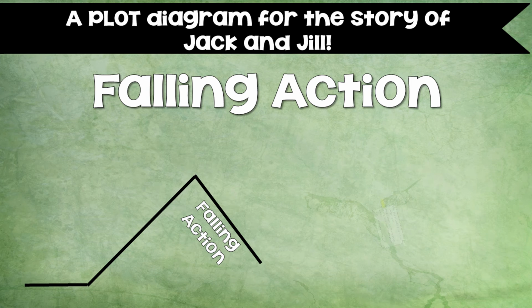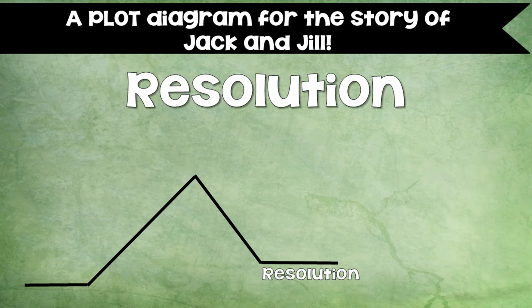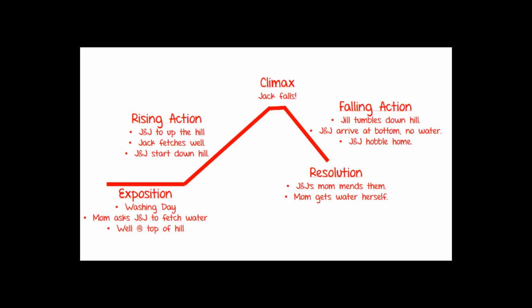And the falling action. Jill comes tumbling down the hill after Jack. Jack and Jill arrive at the bottom of the hill bruised and with no water. Jack and Jill hobble home. The resolution. Jack and Jill's mom mends their cuts and bruises. Jack and Jill's mom goes up the hill to get water herself. Fill these in on your notes-taking page. Remember to pause the video so you can get this information in.